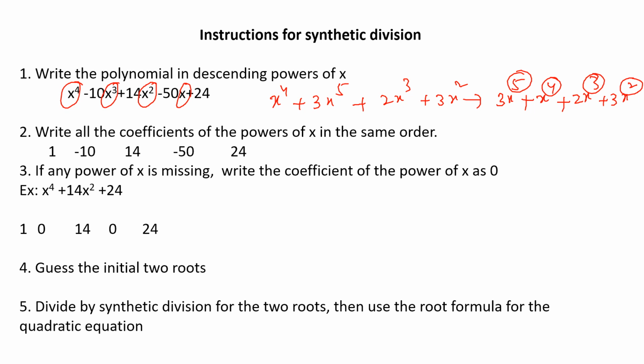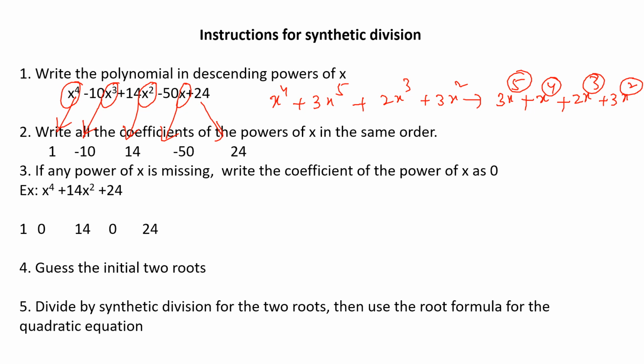After that we will take the coefficients of powers of x in the same order as we have written in the descending order. So for the first example: 1, minus 10, 14, minus 50 and 24. In the same order we will write the coefficients. For the second example we write 3, 1, 2, 3, for the powers 5, 4, 3, 2, so it's in order.